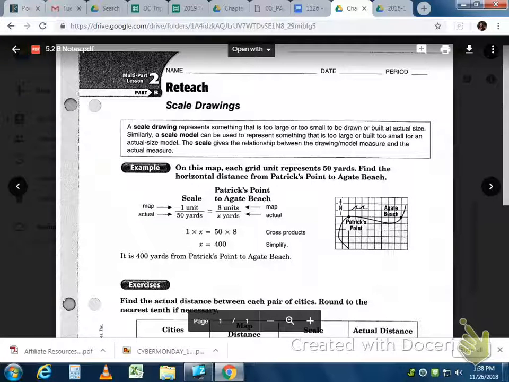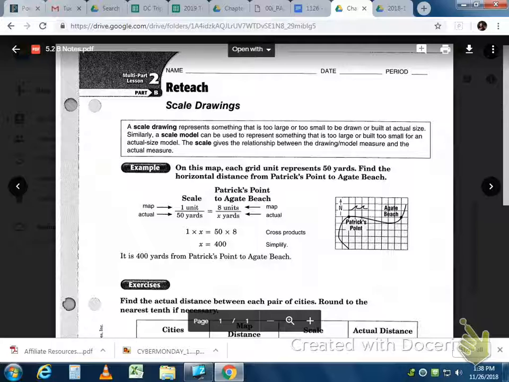5.2b, scale drawings. So we are going to move ahead with problems that use the lessons that we had before break, the lessons where we used proportions. So everything this week that we're going to do, it's going to use proportions. And one of the most common is scale drawings.